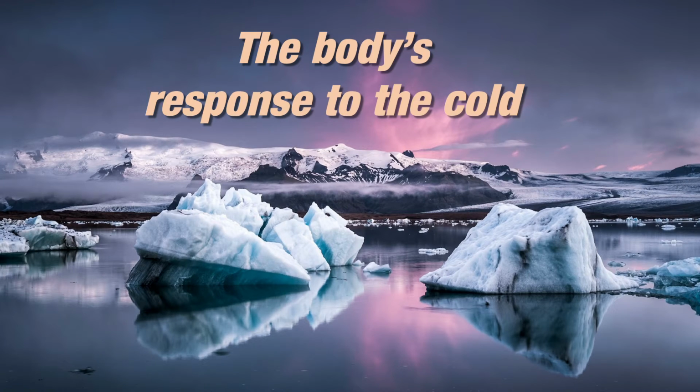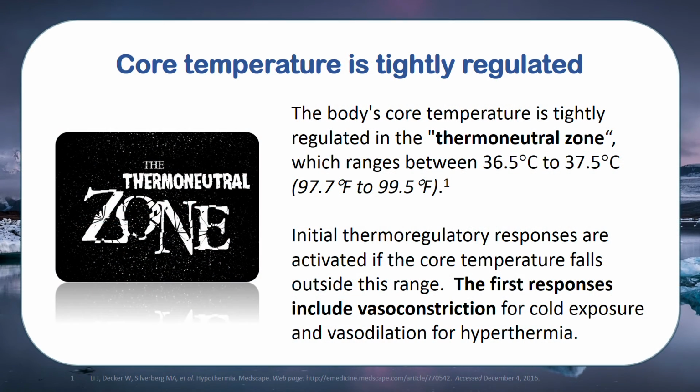So the body's response to the cold. Core temperature is tightly regulated by the hypothalamus. This is a thermal neutral zone. So typically we like our bodies to stay between about 97.7 and 99.5, somewhere in that neighborhood.